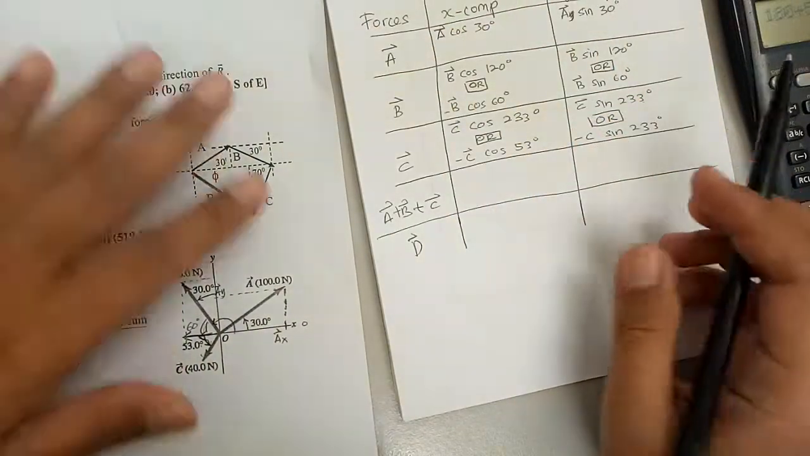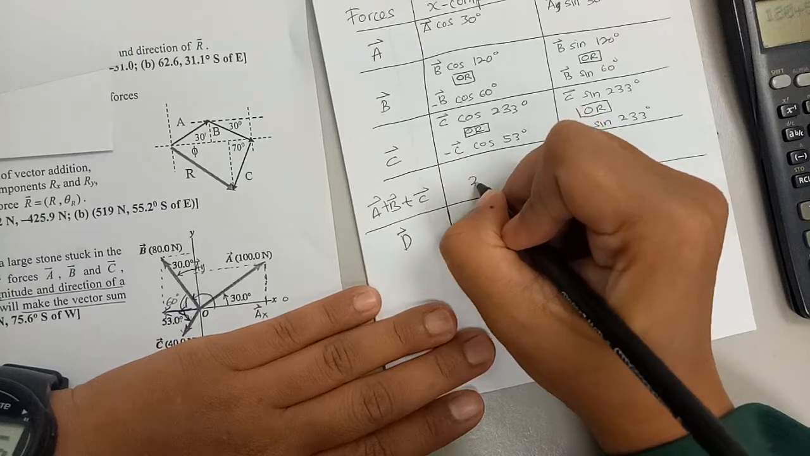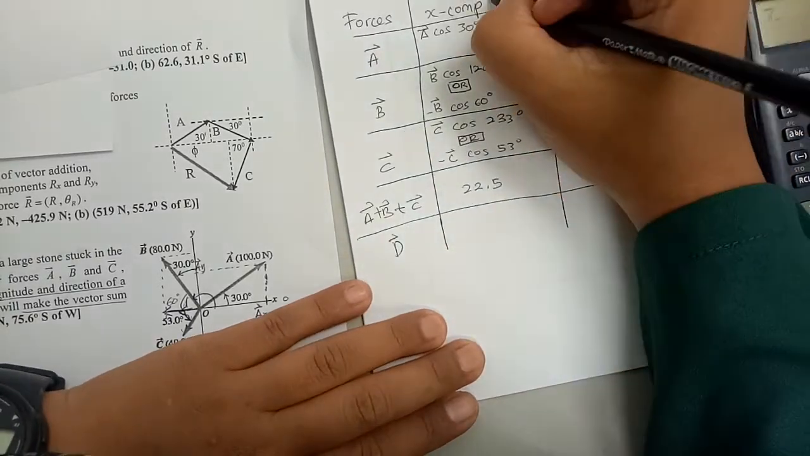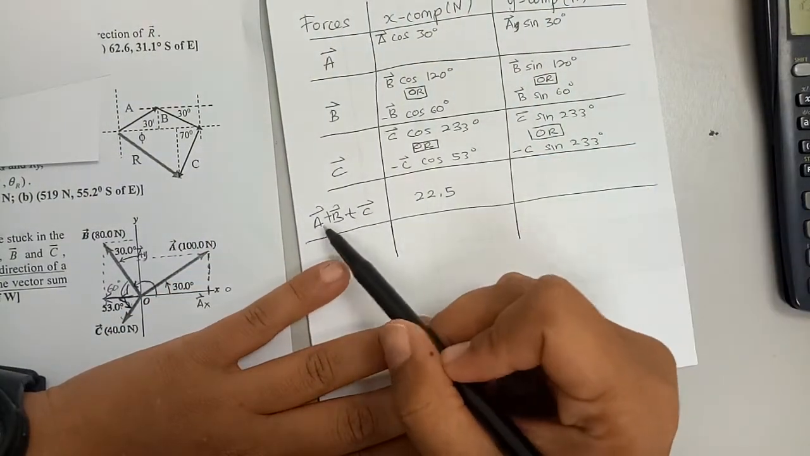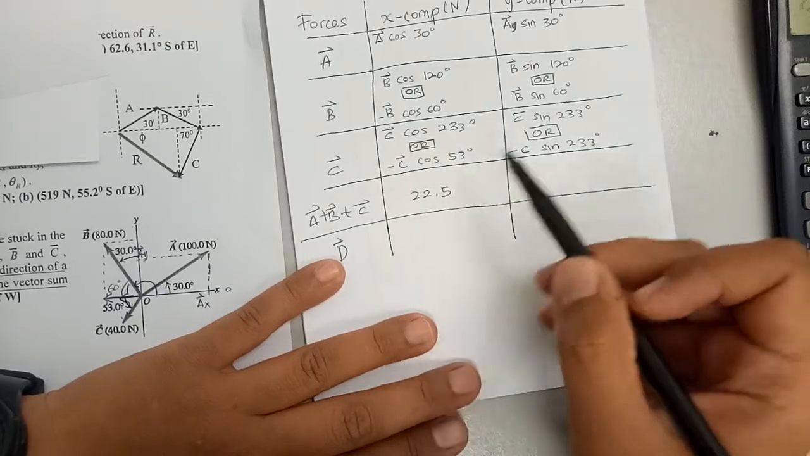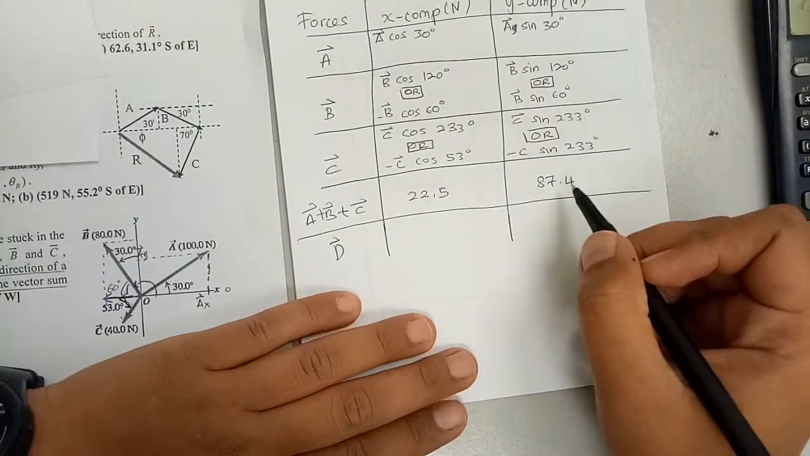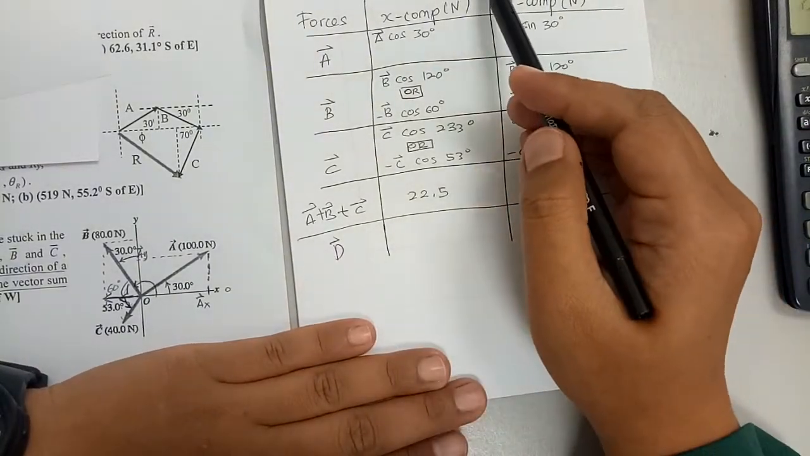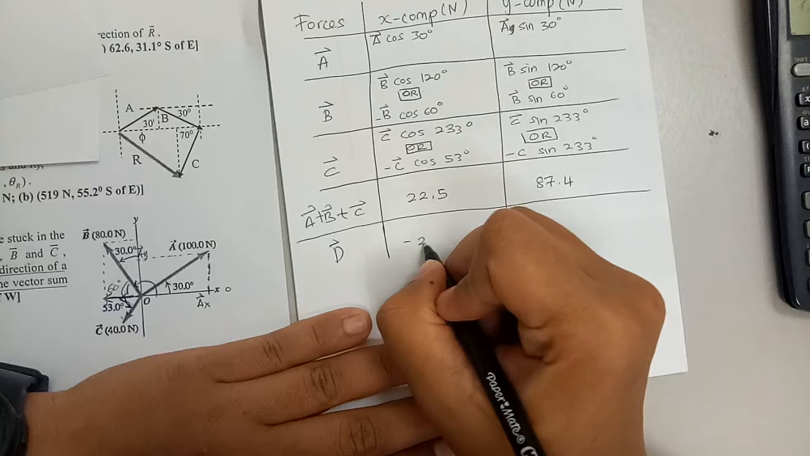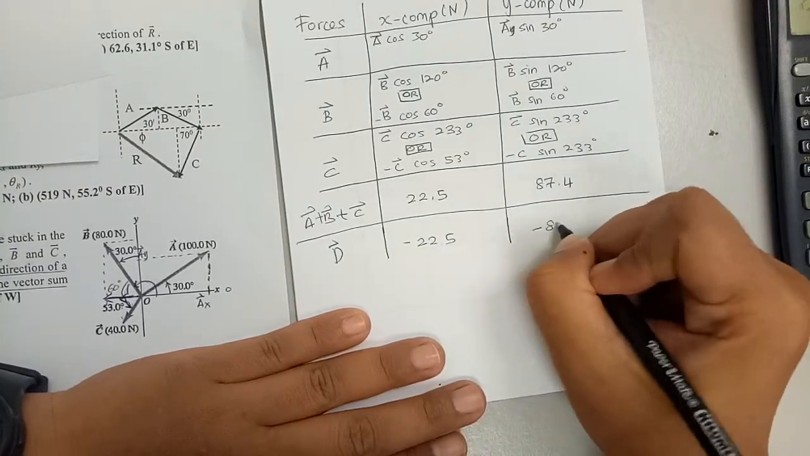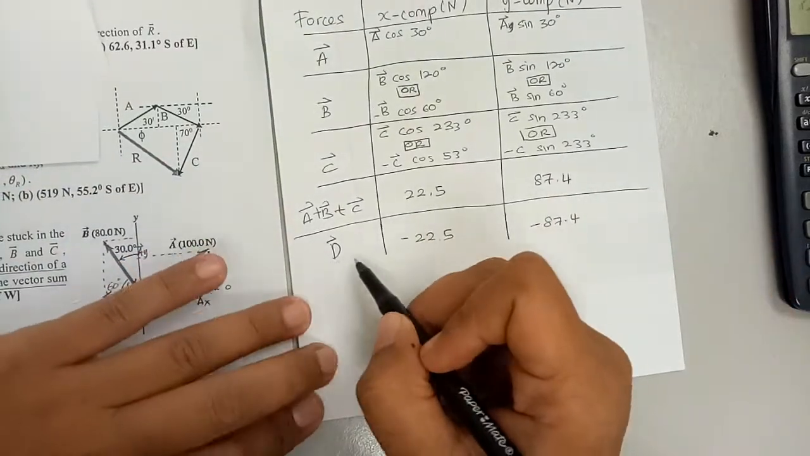Now if I add A, B and C, since I didn't calculate earlier, I will have 22.5 here. I forgot my unit should be Newton. A plus B plus C for the x component is 22.5 Newton, and for the y component is 87.4 Newton. Now what is D? D is the negative of the summation of A, B and C. So for D, you have to put negative 22.5 and negative 87.4. If this thing is negative, then this negative becomes positive. So this is D.